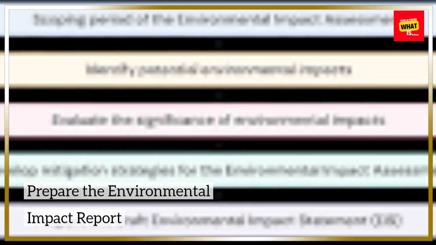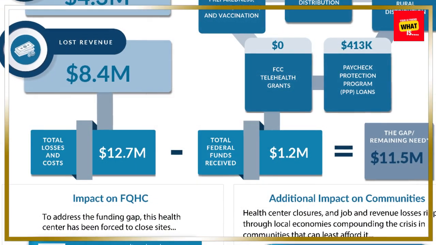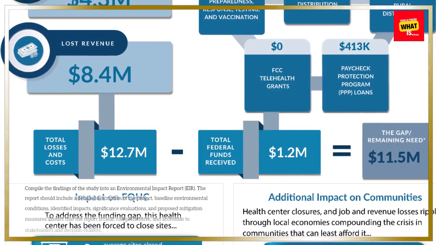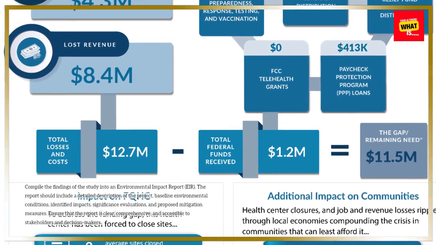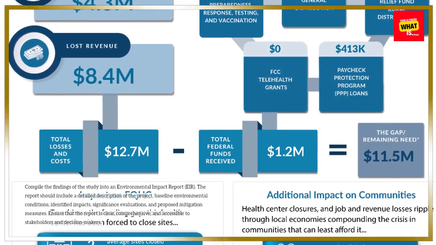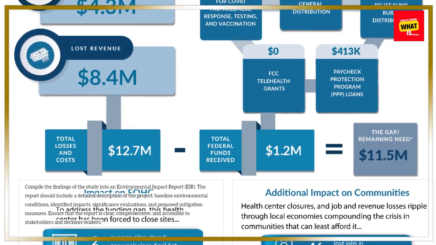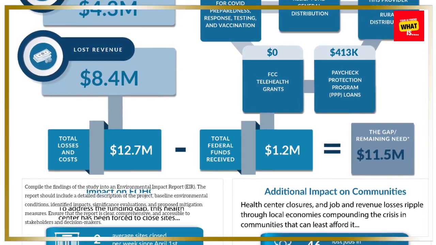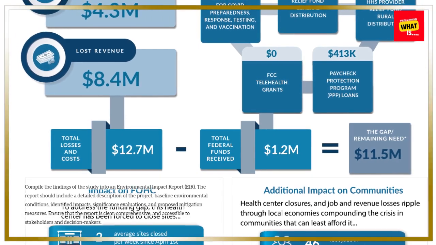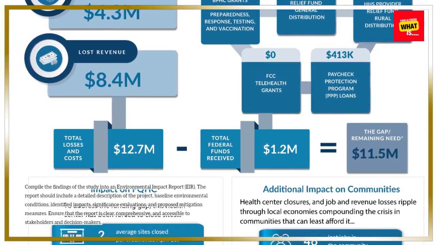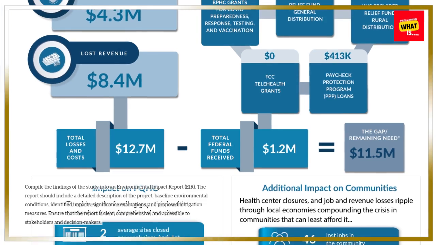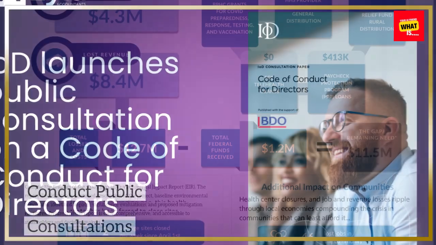Prepare the environmental impact report. Compile the findings of the study into an environmental impact report, EIR. The report should include a detailed description of the project, baseline environmental conditions, identified impacts, significance evaluations, and proposed mitigation measures. Ensure that the report is clear, comprehensive, and accessible to stakeholders and decision-makers.